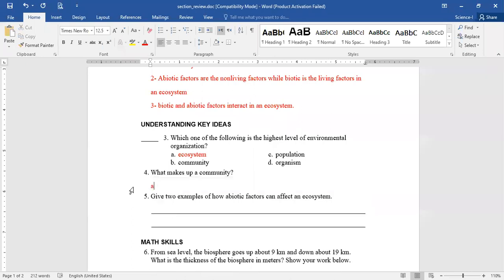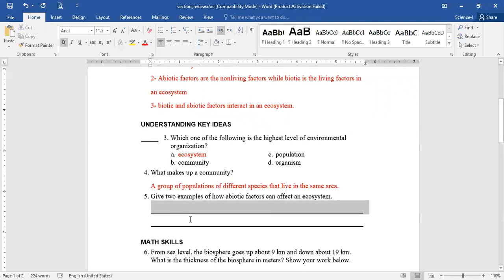We can say a group of populations of different species that live in the same area. Good. Then we ask, give two examples of how a biotic factor can affect an ecosystem. So who can just answer this question? Let's find here. Yes, Salma, sorry.